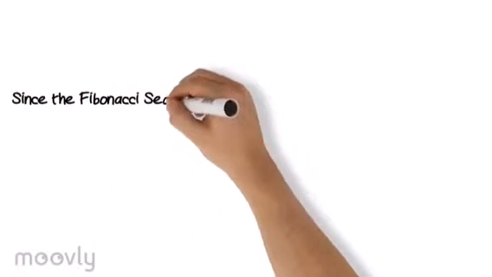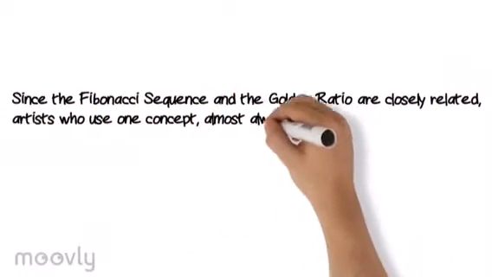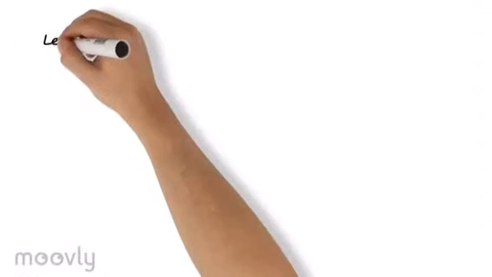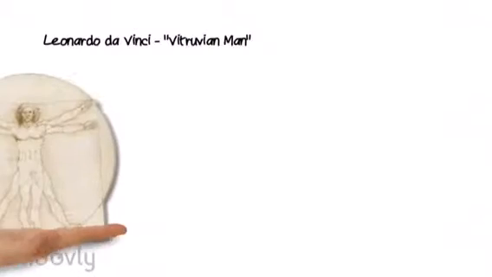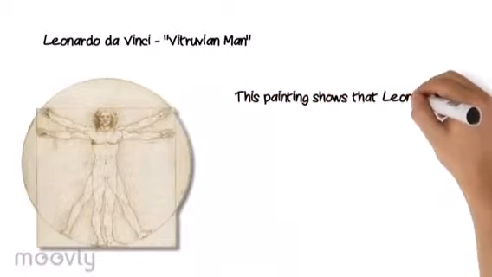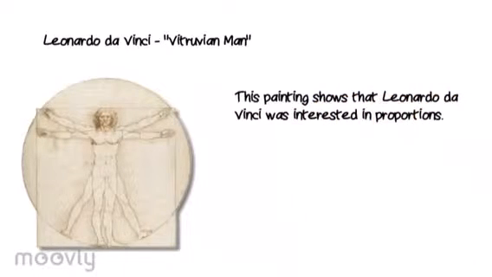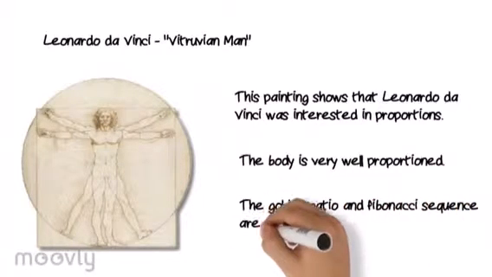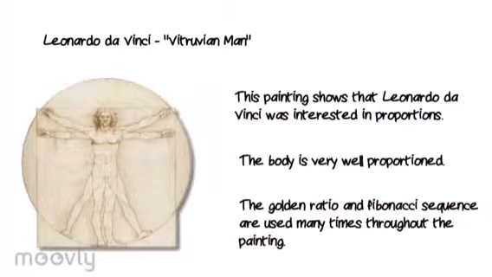Since the Fibonacci sequence and the golden ratio are closely related, artists who use one usually use the other. Specifically, two artists who use the Fibonacci sequence are Leonardo da Vinci and Raphael. The first artist who uses the Fibonacci sequence in his work is Leonardo da Vinci. His piece, Vitruvian Man, proves da Vinci's interest in proportions. The body, for example, is very well proportioned. Also, the golden ratio and Fibonacci sequence are used many times throughout the painting, which makes it visually pleasing.